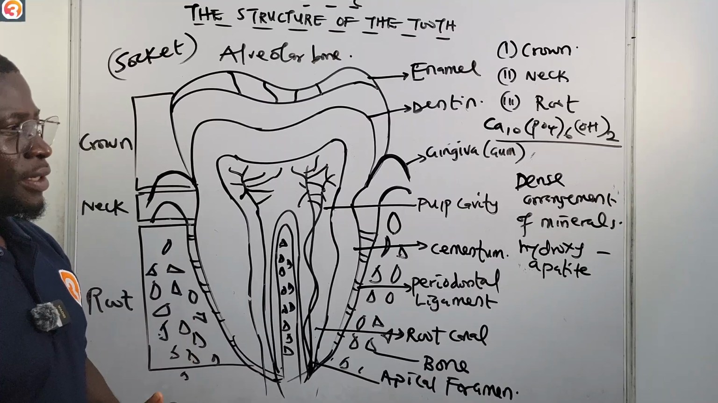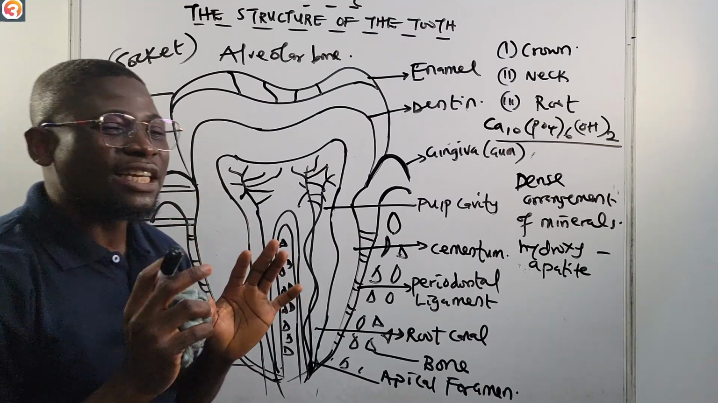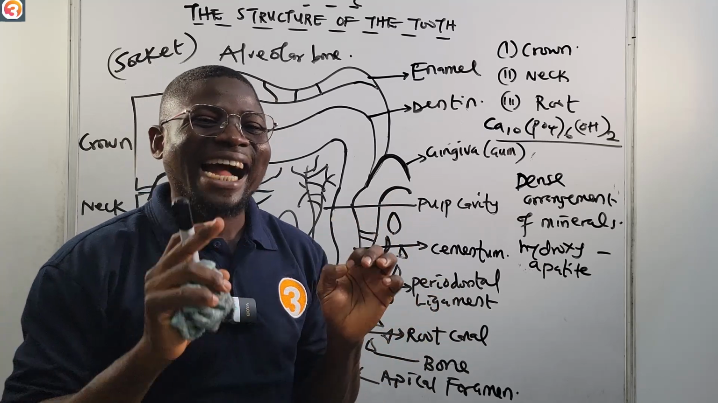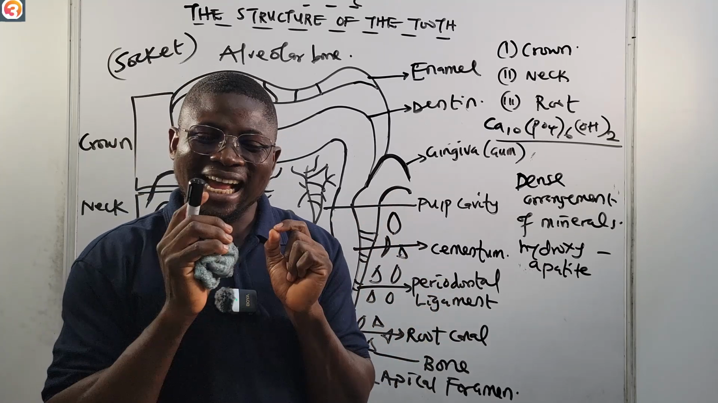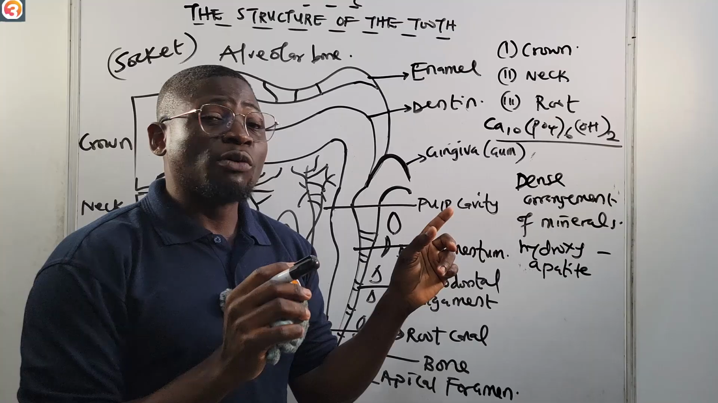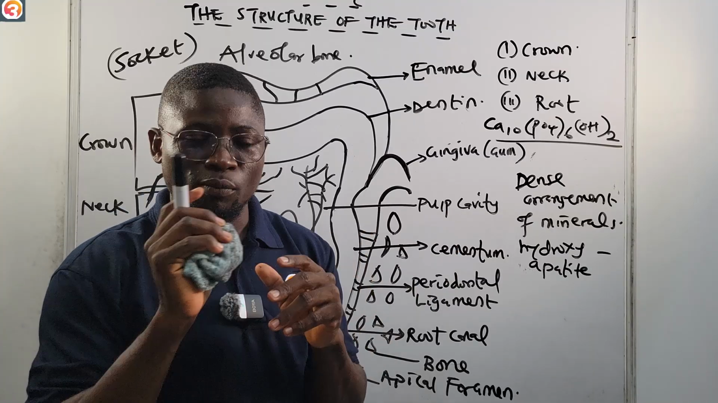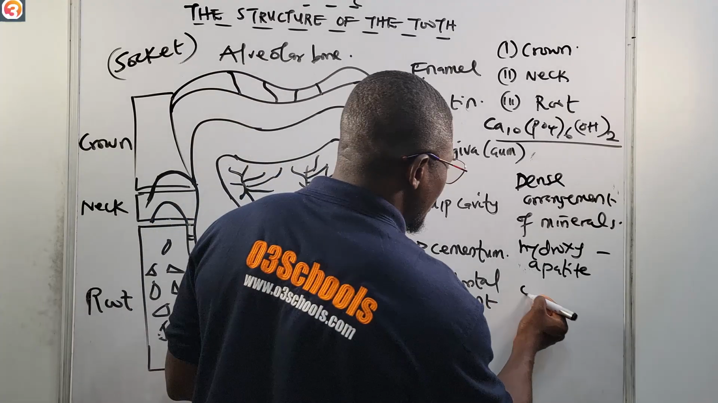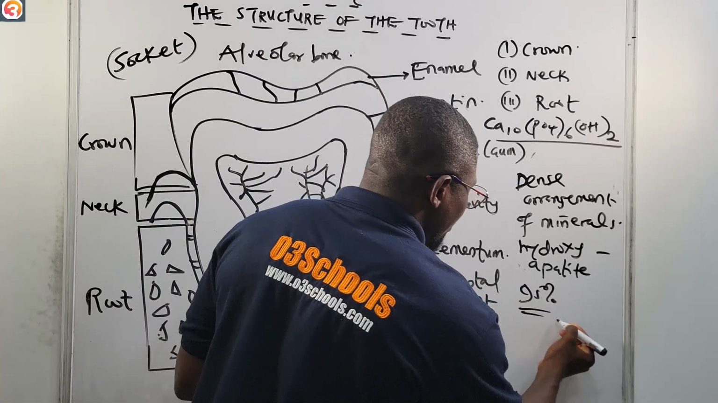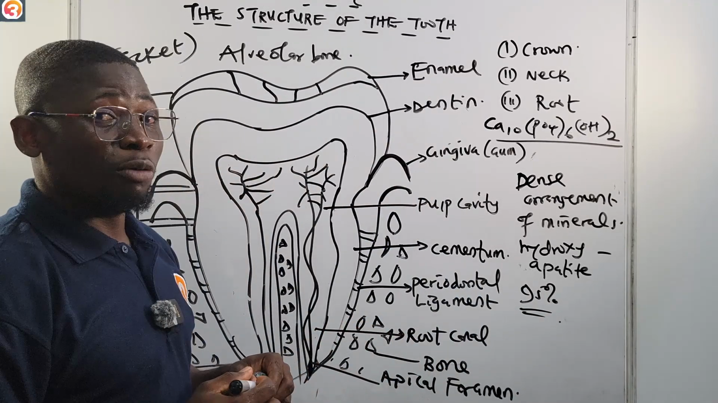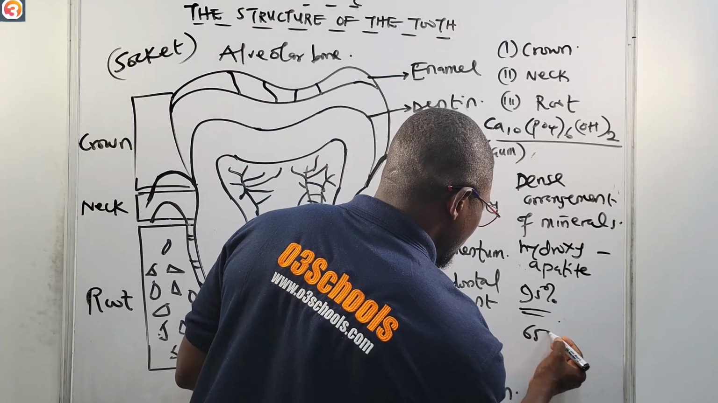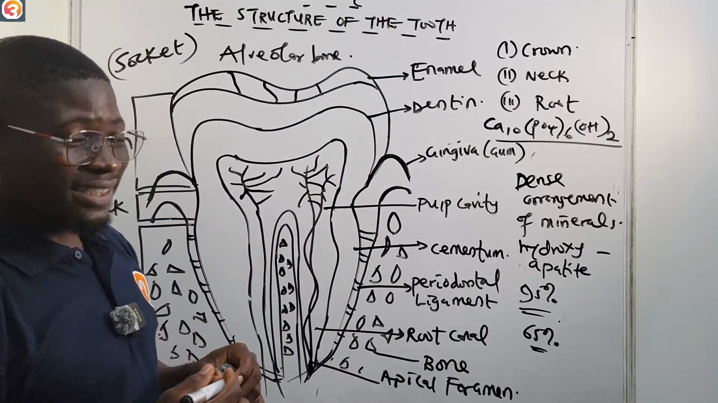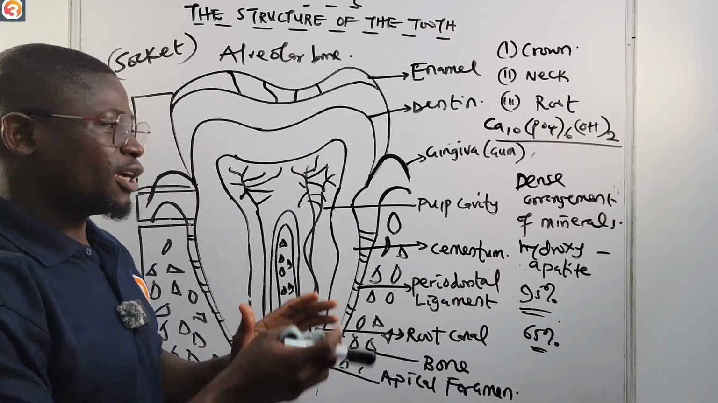Now, the enamel is the hardest substance in the human body. Take note of that. In fact, it is harder than your bones. The enamel is made up of 95% minerals, while your bones are made up of about 65% minerals. So the enamel is the hardest substance in the human body, harder than your bones.